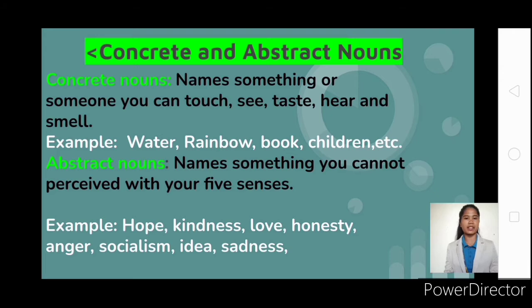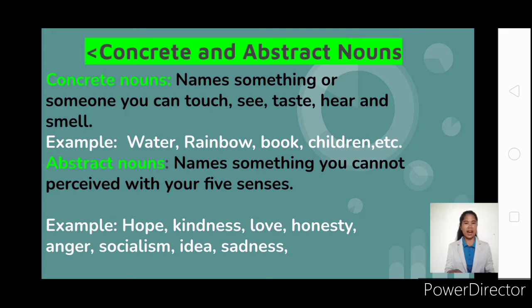So let us first know what concrete and abstract nouns are. Concrete nouns name something or someone you can touch, see, taste, hear, and smell. Something that you can perceive by the 5 senses. So, for example, water, rainbow, book, children, and etc. So, ito yung mga noun na makikita at nahahawakan natin.